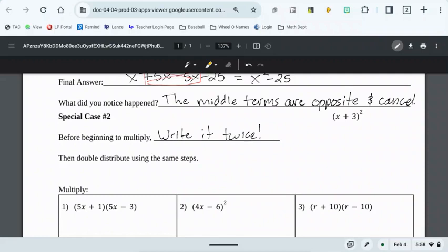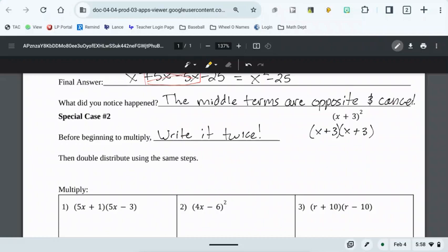So that's what squaring something means, right? If we had 4 squared, that's the same thing as saying 4 times 4, right? We have to write it twice. So we're going to do the same thing in this situation. So we have x plus 3 times x plus 3. And we've written it twice. Now we double distribute just like we have in the past, and then we simplify.